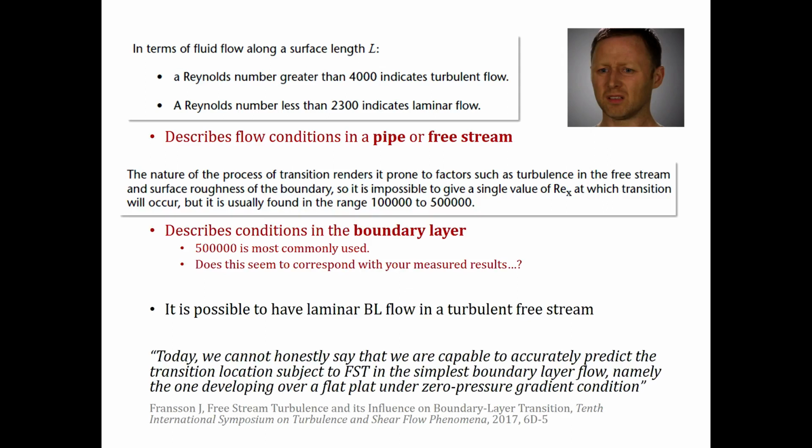Here's a quote from a very recent paper, just written last year. It says, "Today we cannot honestly say that we are capable to accurately predict the transition location subject to free stream turbulence in even the simplest boundary layer flow, namely one developing over a flat plate under zero pressure gradient." That's the experiment you're doing, flow over a flat plate. And today, in 2017, we still can't accurately predict where that transition occurs.